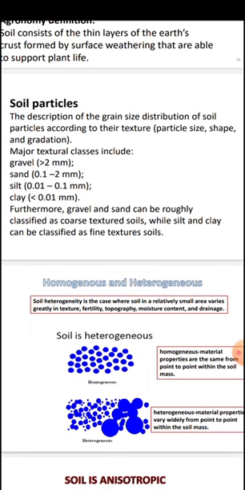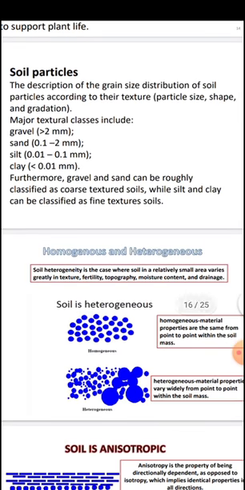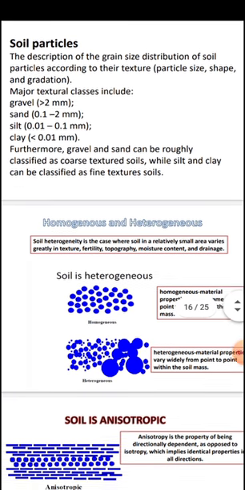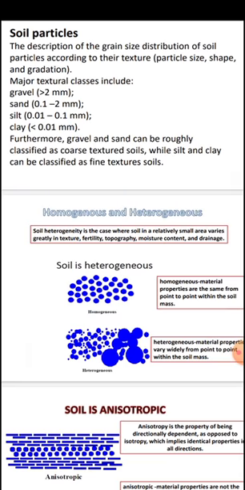Starting with the gravel which normally exists in our soil, the size is larger than 2 millimeters. Then sand has size ranging from 0.1 to 2 millimeters. Silt has size ranging from 0.01 to 0.1 millimeter. Clay has size less than 0.01 millimeters. And then if we have gravels and sand, it can be roughly classified as coarse texture, while silty and clay soils are classified as fine texture.